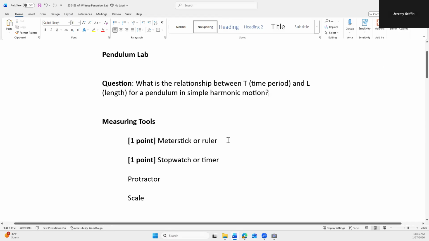Okay, so measuring tools. Well, if you did pick T versus L, you definitely want a meter stick or ruler to measure the differing lengths of the strings, and also a stopwatch or timer to measure the time. Actually, everybody better have a stopwatch or timer. Everybody was definitely using that. Okay, you guys got that?